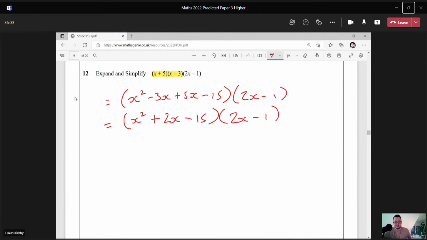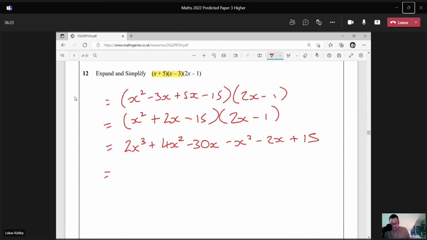All right, well, now we're going to have to times everything in the first bracket by the second bracket. So let's times everything by 2x to start with. So we're going to get 2x cubed plus 4x squared minus 30x. And then we want to times everything in the left by minus 1. So that's going to be minus x squared minus 2x plus 15.